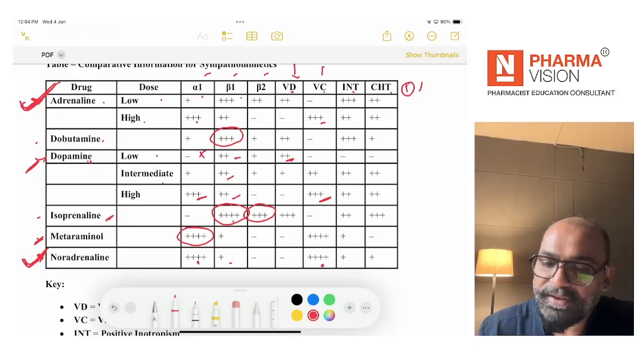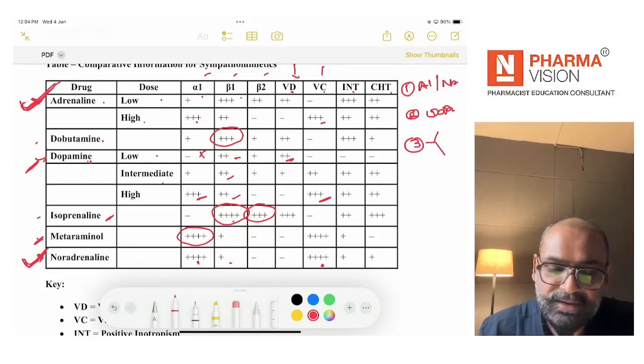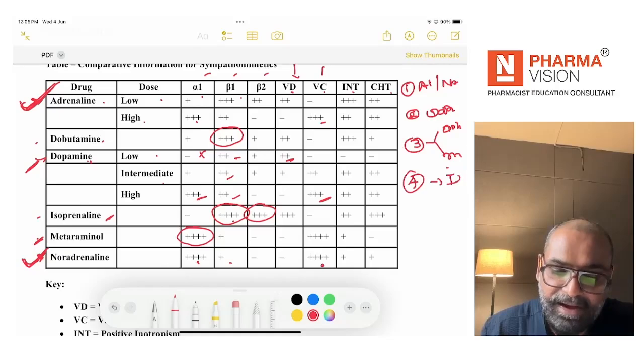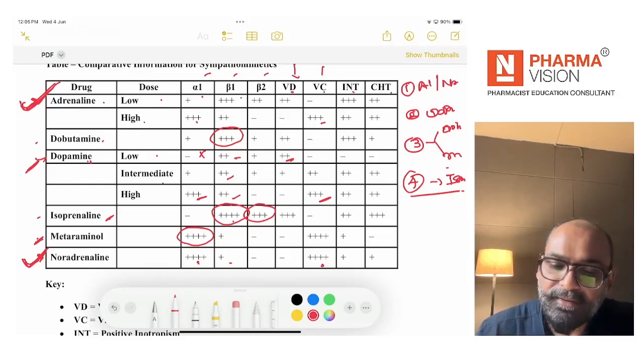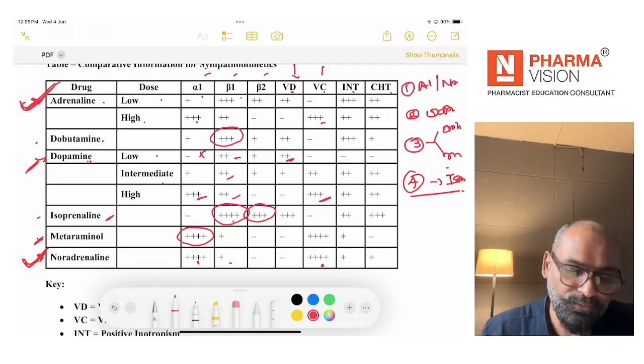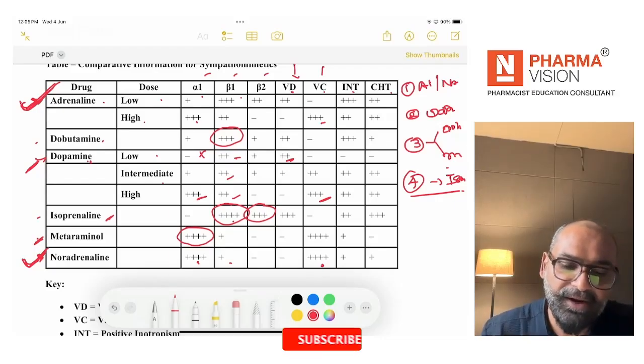First, you have to learn adrenaline and noradrenaline. Second is dopamine. Third is the two extreme drugs, dobutamine and metaraminol. And fourth, you have to understand isoprenaline. If you look very carefully a couple of times and try to find out what the dominant effect is and what dose is making the main effect, comparatively you can get a better understanding.